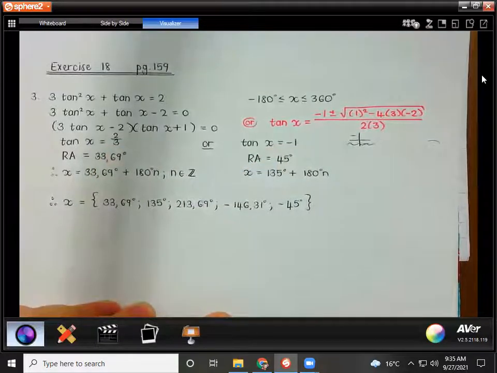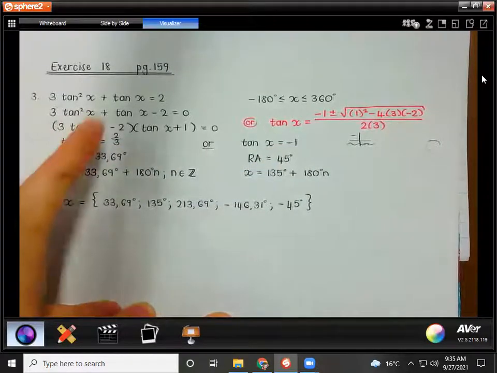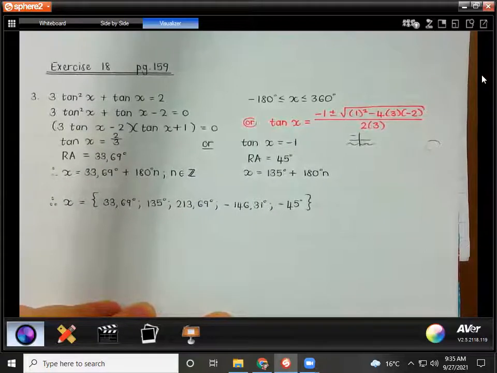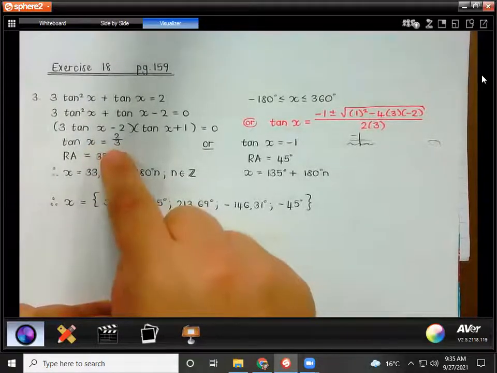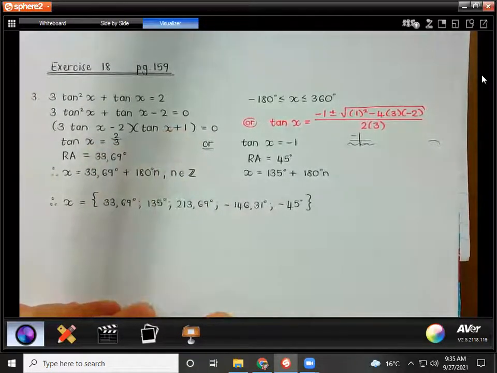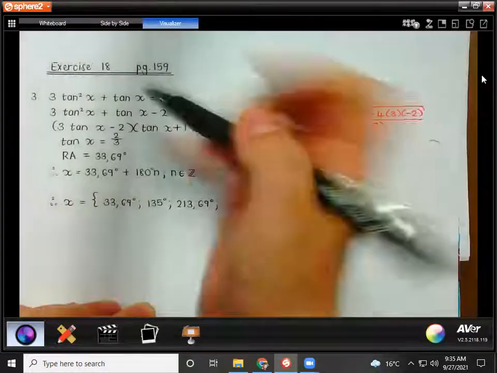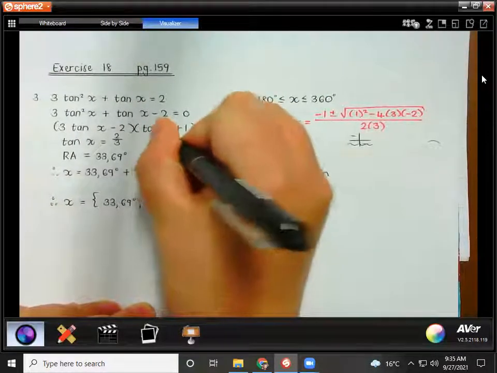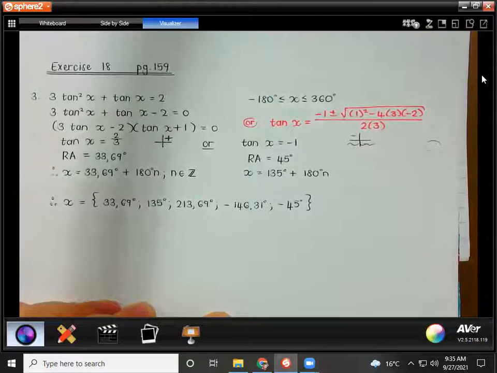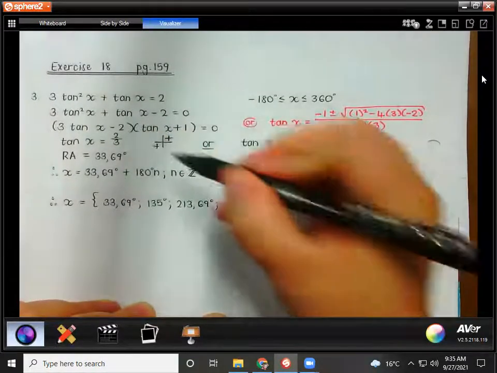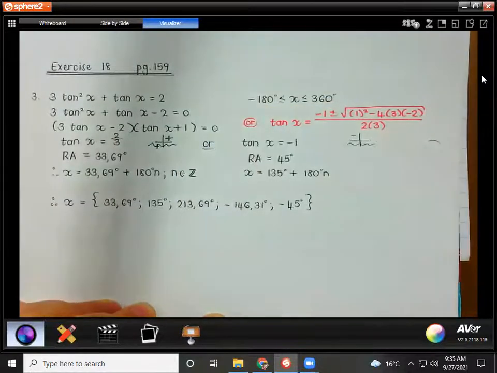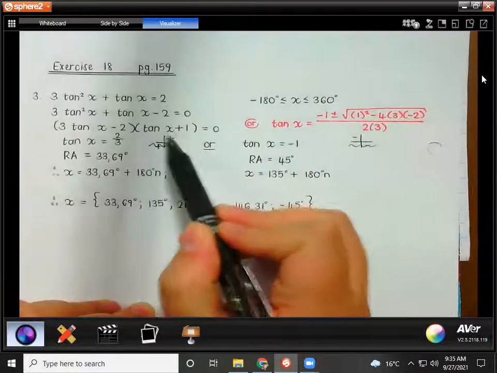For this one, you didn't have to change anything. You didn't have to use any identities. You had tan squared and tan, so you could go from that straight away. Tan is positive in quadrant 1 and 3. But do we worry about the 3rd and 4th quadrants for tan? No. So we just have to do the quadrant 1 solution.